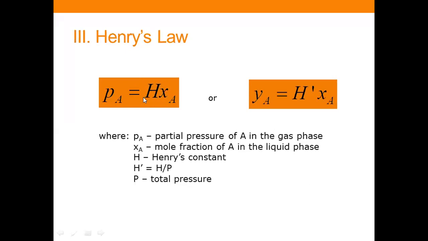Let's say, for example, for an SO2-air mixture, you have a different H. For a CO2-air mixture, you have a different H. So it's dependent on the system, but nonetheless, both are dependent on the temperature.